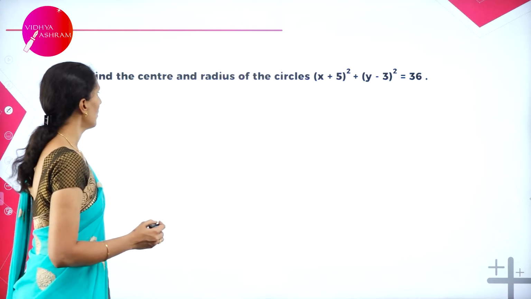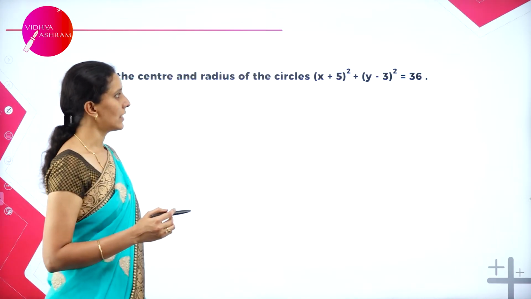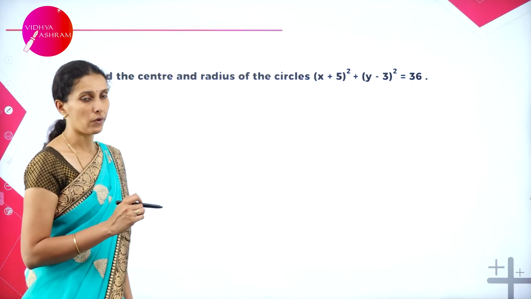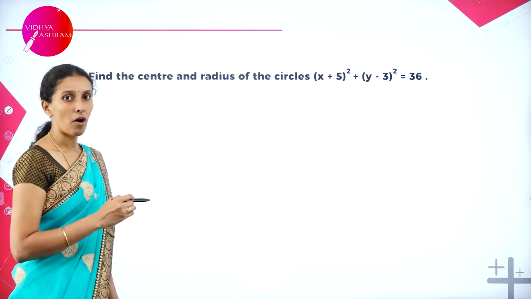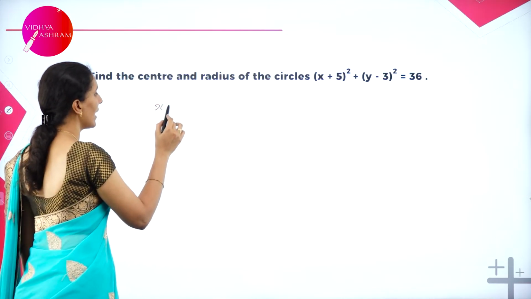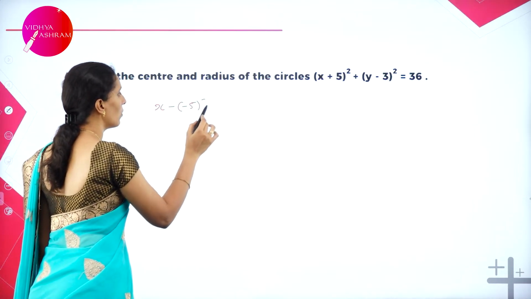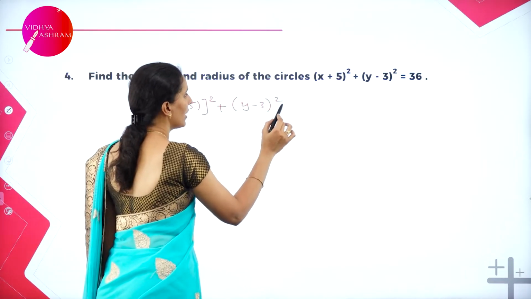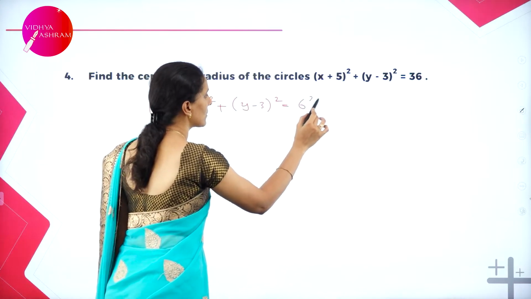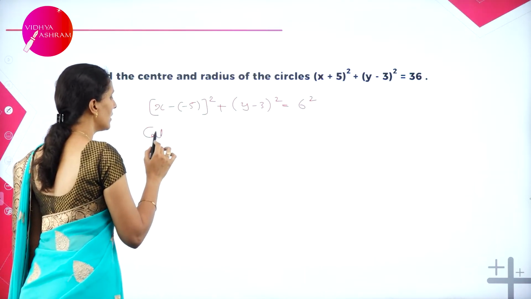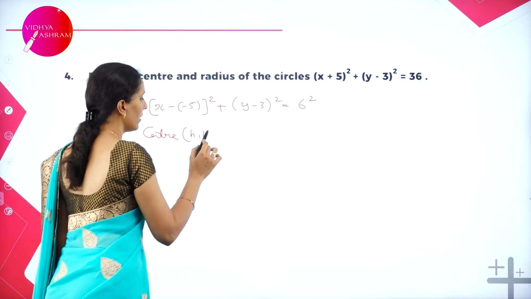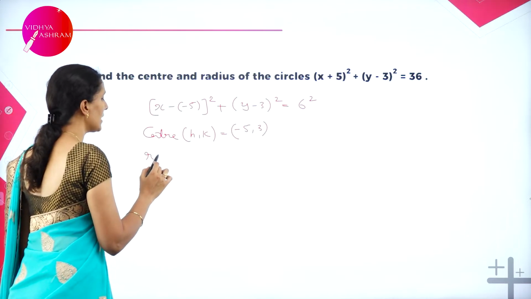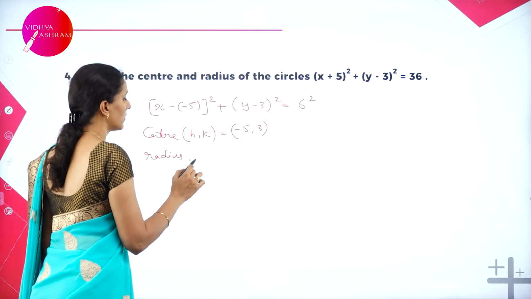Next, find the center and radius of the circle (x plus 5) whole square plus (y minus 3) whole square is equal to 36. Let us write it in the form of the general equation. So it is (x minus minus 5) whole square plus (y minus 3) whole square. 36 can be written as 6 square. So therefore here the center (h, k) is (minus 5, 3), and the radius r is equal to 6.